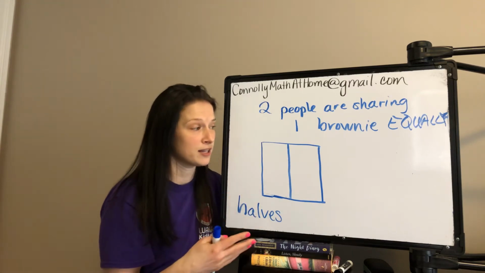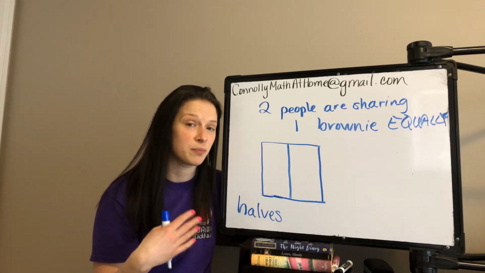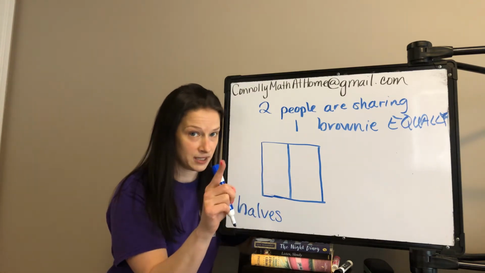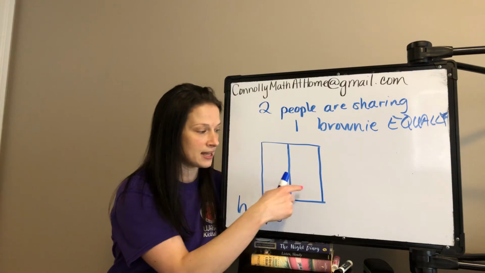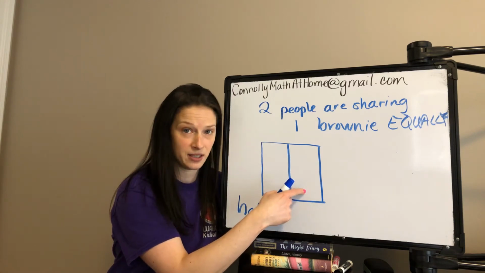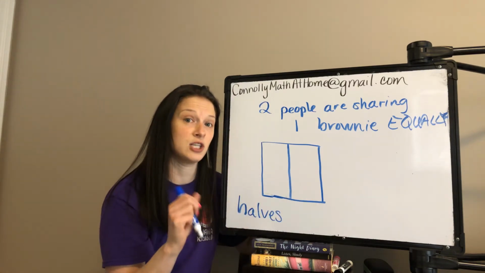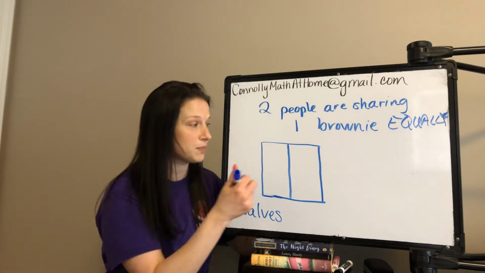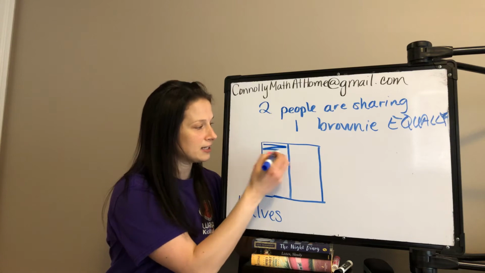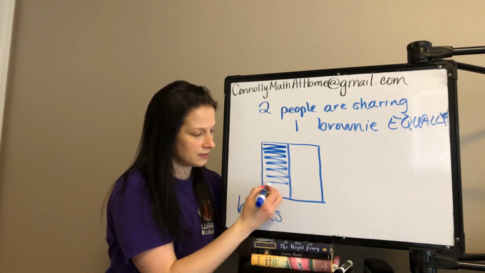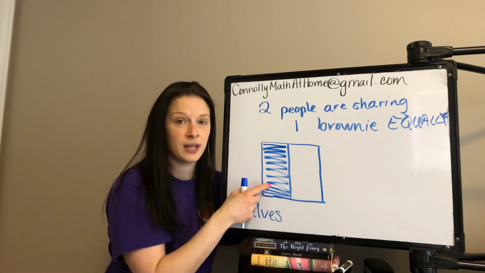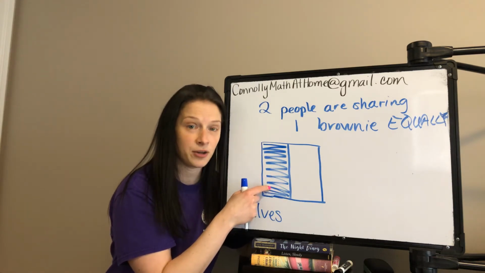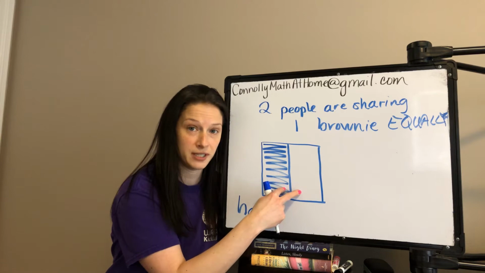So now I want to think about how much does each person get. Well, somebody's going to get this 1 piece, and somebody's going to get this 1 piece. I'm going to shade in the part that I'm going to get. I'm going to call myself one of the people, and I'm going to shade in here. So I'm going to get 1 out of 2 equal pieces.